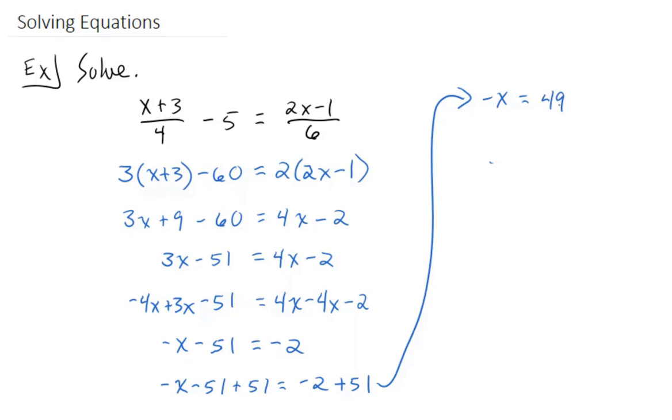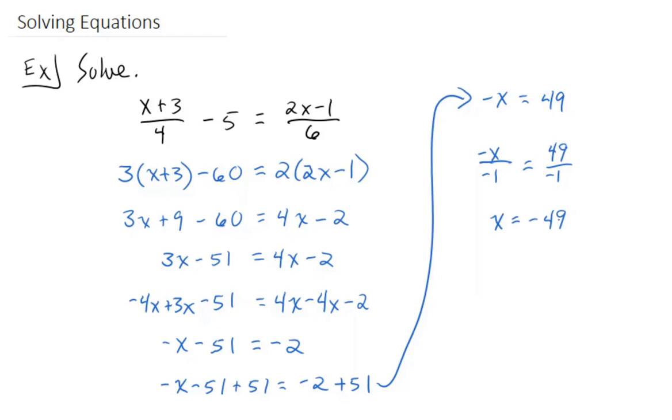Now, you can think of this a few different ways. I tend to think of it as x is being multiplied by a -1, so I'm going to divide both sides by a -1 to cancel that out. This is how I routinely think about it. I don't always necessarily show the steps, but it's how I think about it. And that gives us x equal to a -49.